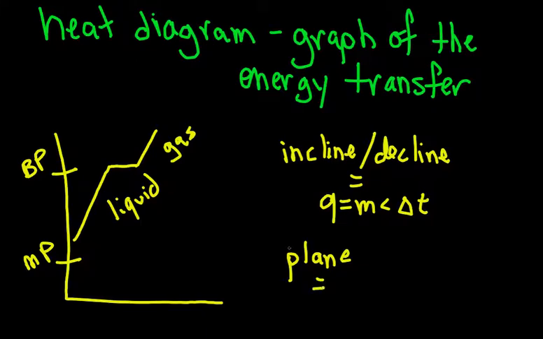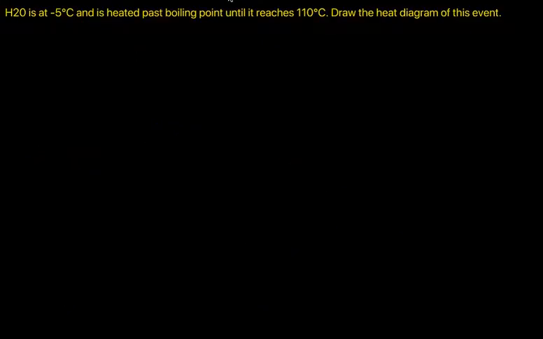So if you have a flat plane, it's Q equals ml. And then once you find all segments of your graph, you simply add those energies to find the sum. Just add them up to find the total. And that total energy is how much energy in the system was transferred. So let's look at a simple problem first. It says H2O is at -5 degrees Celsius and is heated past boiling point until it reaches 110 degrees Celsius. Draw the heat diagram of this event.